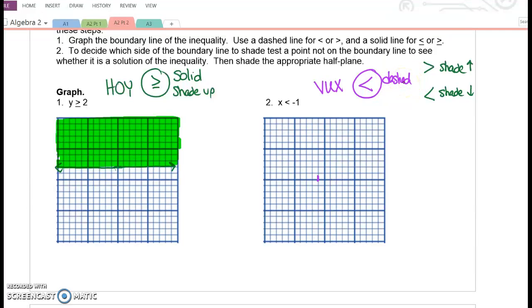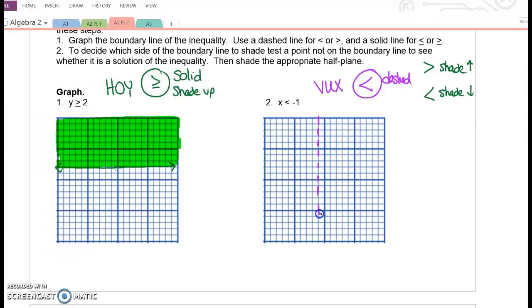If the nose has a mustache, it's a solid line. If the nose doesn't have a mustache, it's a dashed line. I don't know if that's going to help you remember it or not. But if it's or equal to, you're shading in the line by making it solid. This is just less than, so we are not including the boundary line. The boundary line needs to be dashed.